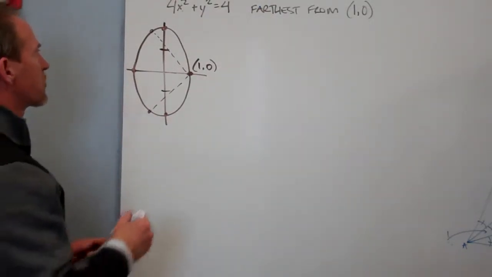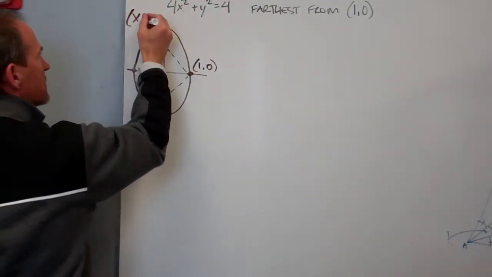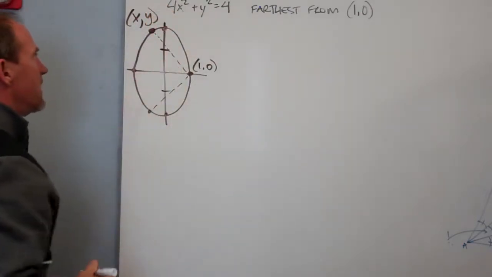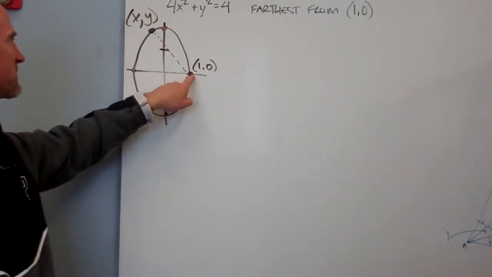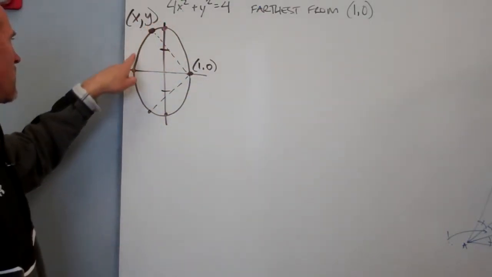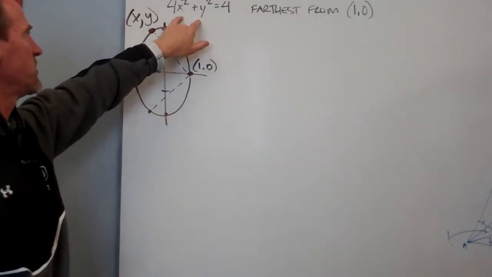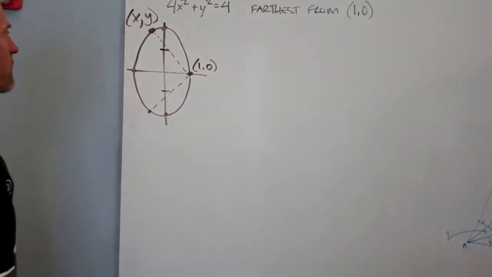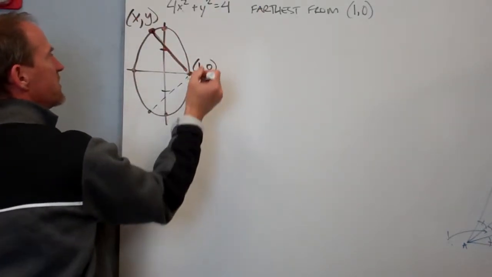Well, we need to write an equation for this mystery point. This mystery point has coordinates (x, y). Again, just think about what's allowed to float and what's fixed. This point is fixed, but any point along here has x and y values that satisfy this equation. So, what is this distance right here? Let's start with that equation.